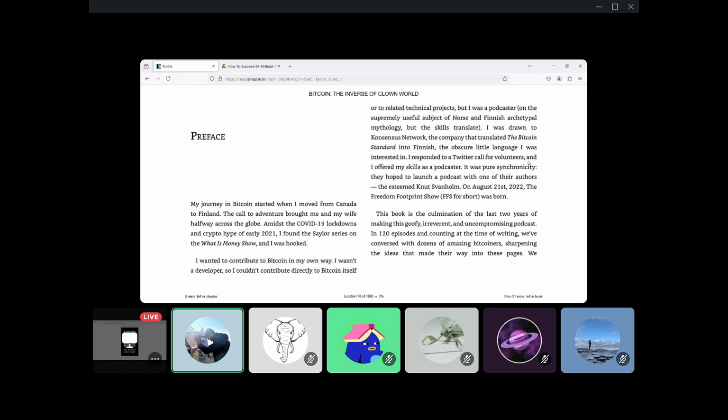I was a developer, so I couldn't contribute directly to Bitcoin itself or to related technical projects, but I was a podcaster on the supremely useful subject of Norse and Finnish archetypical mythology, but the skills translate. I was drawn to Consensus Network, the company that translated the Bitcoin Standard into Finnish, the obscure little language I was interested in. I responded to a Twitter call for volunteers and I offered my skills as a podcaster.